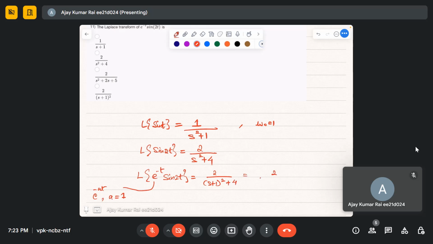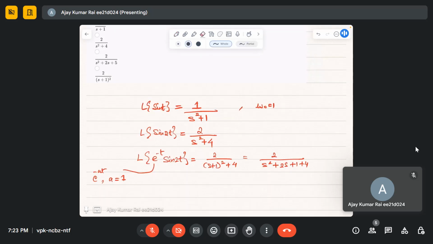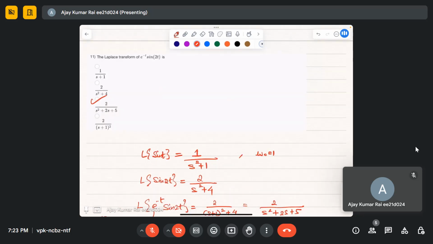If you simplify this, you'll get s square plus 2s plus 1 plus 4. What you can do, you can write this as plus 5. Just 2 by s square plus 2s plus 5. Simple question.